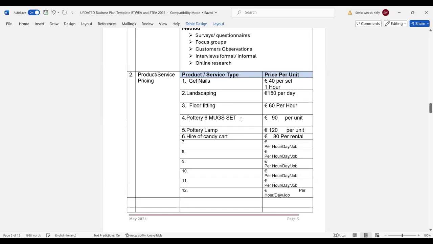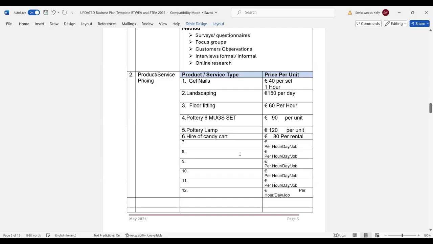The next two examples are somebody who provides goods. So if it's goods you're providing, you will list all your goods and the cost that you propose to sell at over here. So in this case, we have a pottery. So a 6-mug set of pottery will retail at 90 euro. A pottery lamp will retail at 120 per unit.